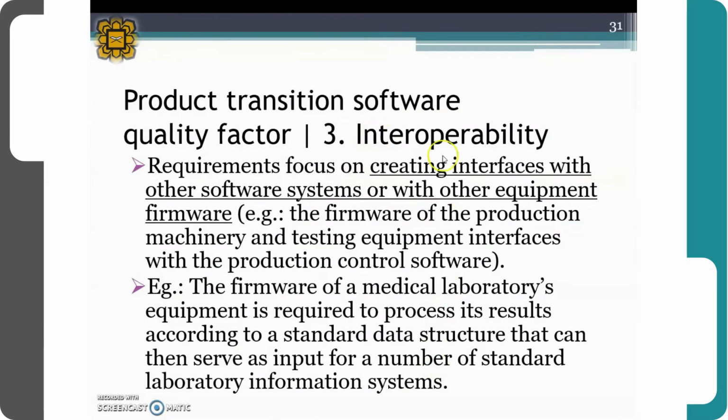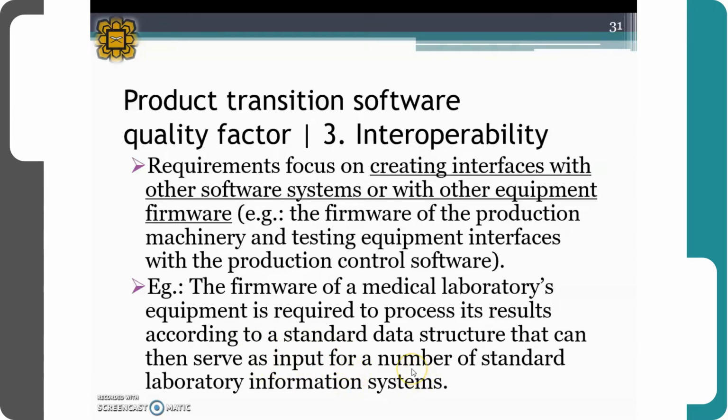The third one is interoperability. These requirements focus on creating interfaces with other software systems or with other equipment firmware. Okay. For example, the firmware of the production machinery and testing equipment interfaces with the production control software. An example given here is the firmware of a medical laboratory's equipment is required to process its results according to a standard data structure that can then serve as an input for a number of standard laboratory information systems.